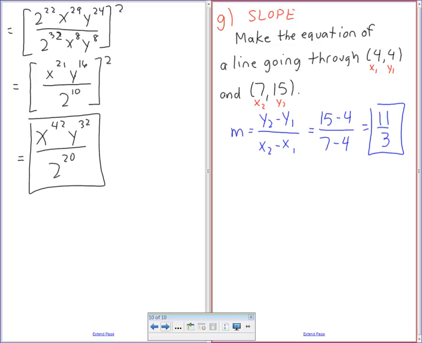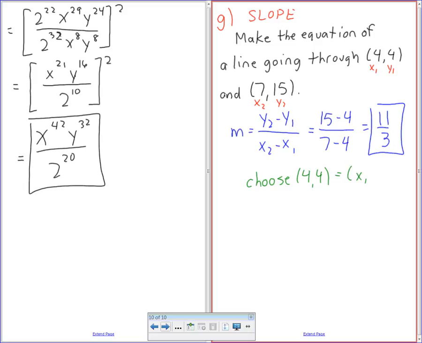Okay, how does anyone recall now how we get the equation for this? There you go. Use the point-slope form. Good. So we're going to choose, I'm going to choose 4 and 4. The other one will work too.